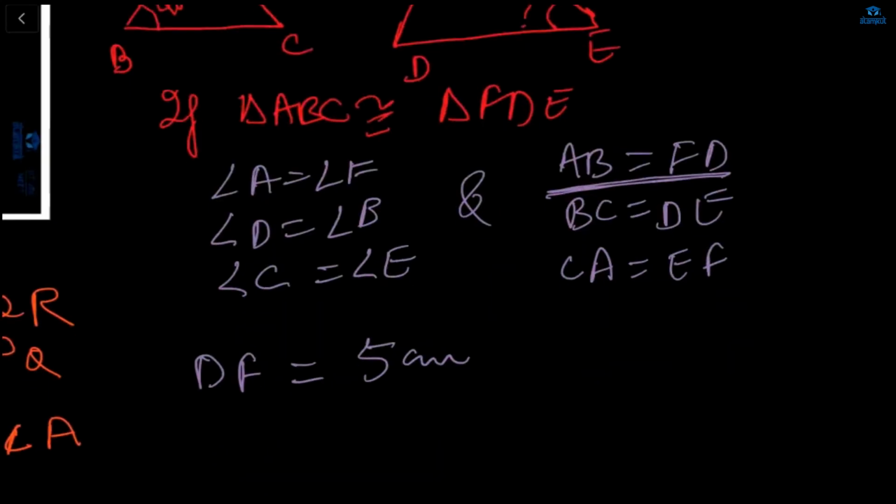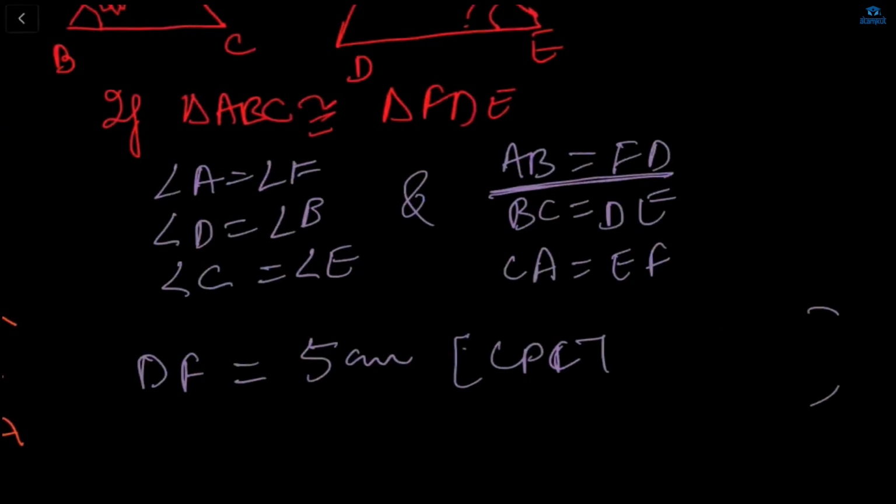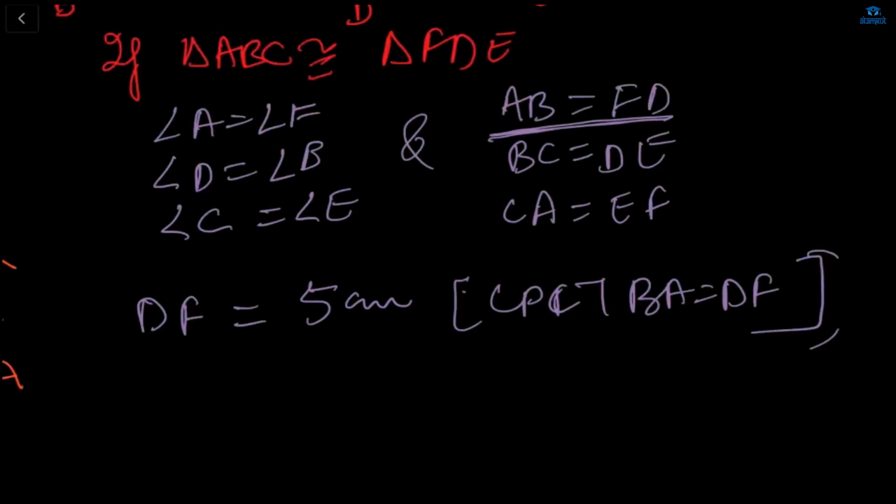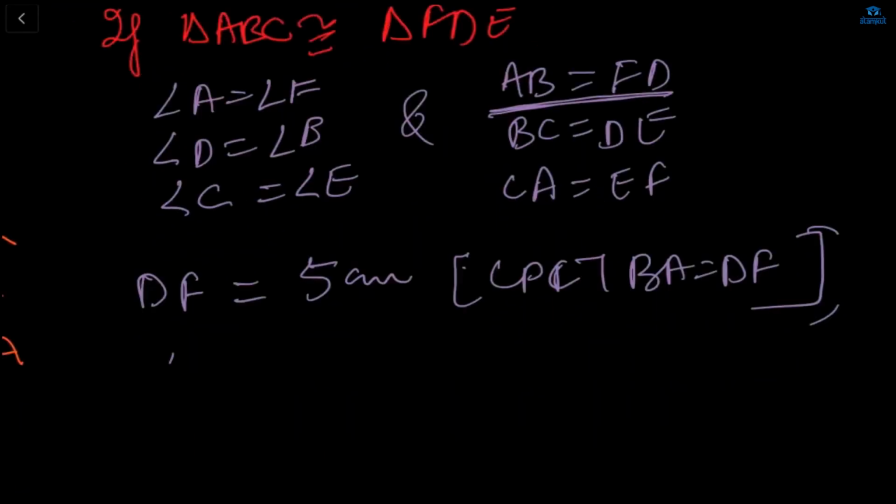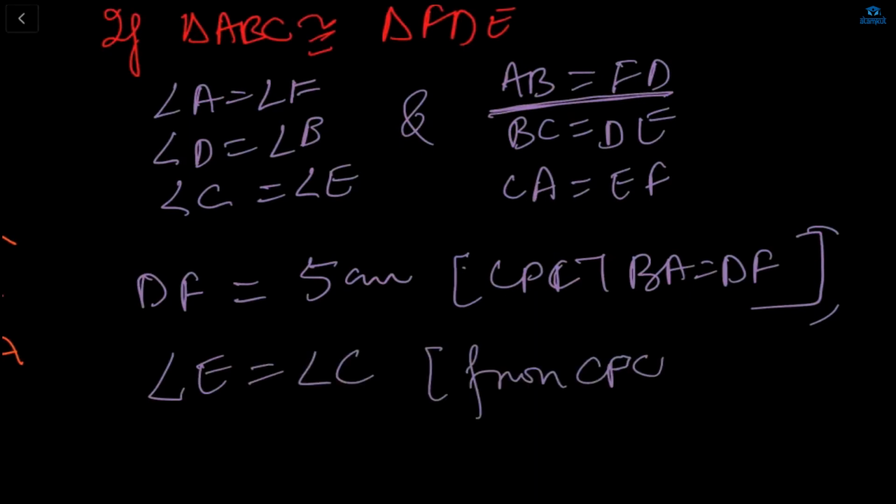Okay. By CPCT, AB is equal to FD. Now you have to find the angle. So angle E will be equal to angle C from CPCT. Okay, I will tell you in detail: CPCT is corresponding parts of congruent triangles. If both the triangles are congruent, then all the corresponding things are equal. So, corresponding parts of congruent triangles.